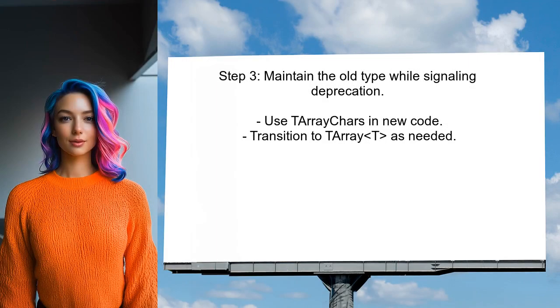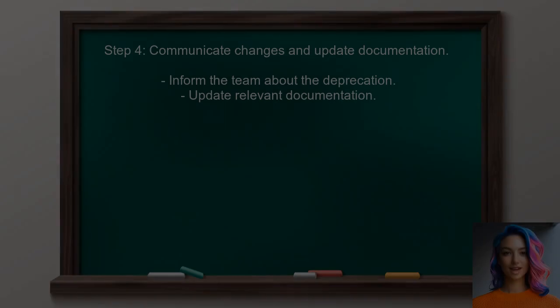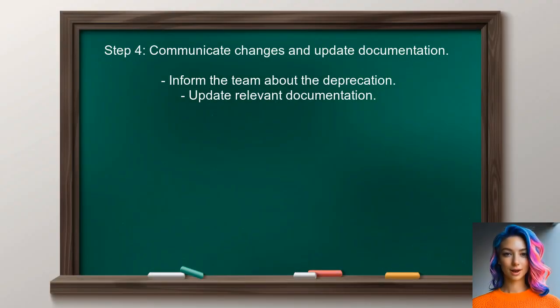This approach allows the user to maintain the old array type while signaling to developers that it should no longer be used. It also facilitates the transition to the more advanced array generic type. Finally, the user should communicate this change to their team and update any documentation to reflect the deprecation of the old array type.